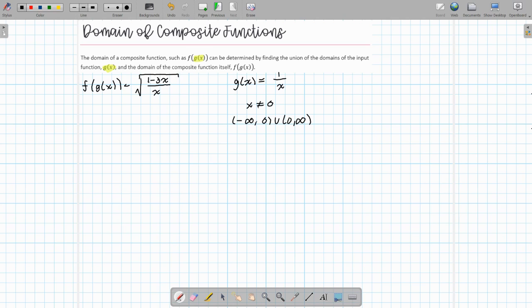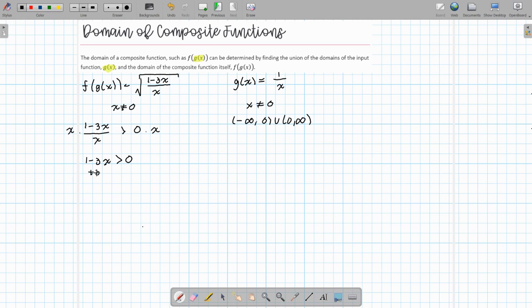Okay, now in the composite function, I have a little bit more work to do because this is inside of a square root. So there are two things that are going on. First of all, I also can't have 0 in this domain because I have division by x, but also because the term 1 minus 3x over x is in a square root, I know that whatever the value of this fraction is, it has to be greater than or equal to 0 because I can't take the square root of a negative number. So I'm going to cross multiply to simplify this, and I get 1 minus 3x is greater than 0.